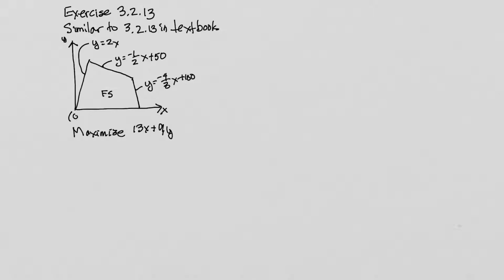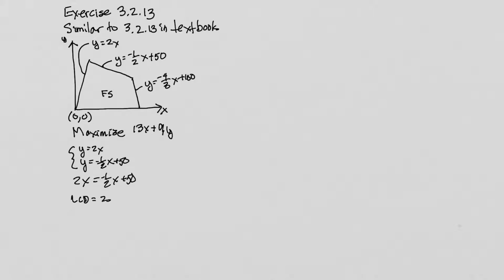This one we know is 0, 0. This point here, this is the intersection of this line and this line. So we can find those by setting that point of intersection by setting these two lines equal, or these two equations equal, and solving for both x and y. So if we set these two equations equal to each other and solve it for y, it's going to look like this. We're going to get y is 2x, but y is also negative 1/2 x plus 50.